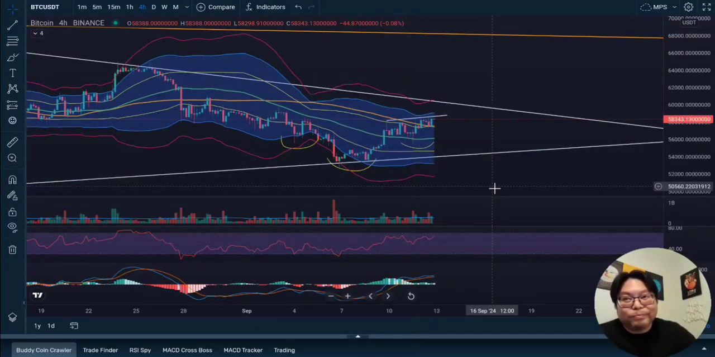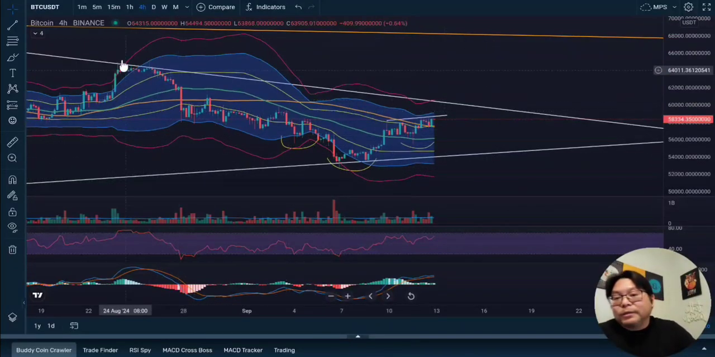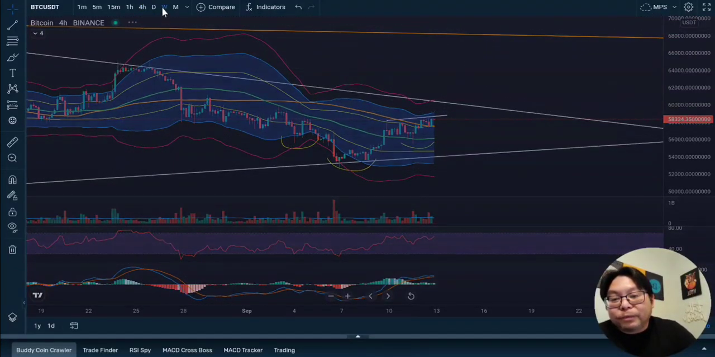It's pretty much what the other saying goes: buy the rumor, sell the news, right? So everyone's buying up now, and then when the news comes out, they sell. So anyways, back to the weekly.